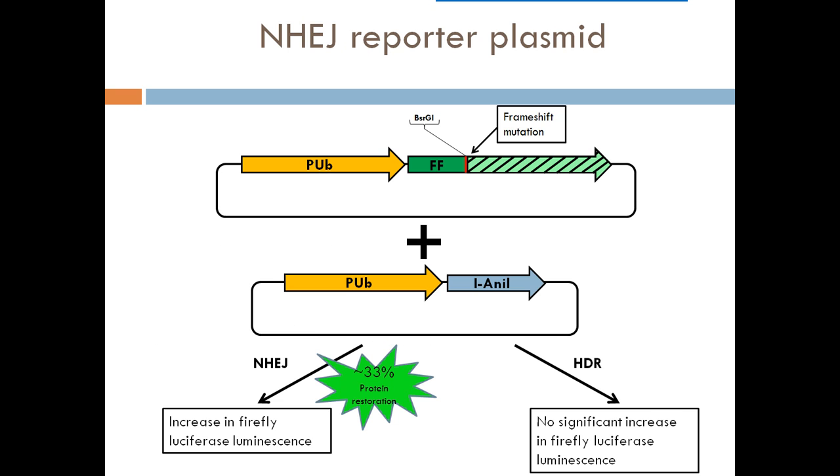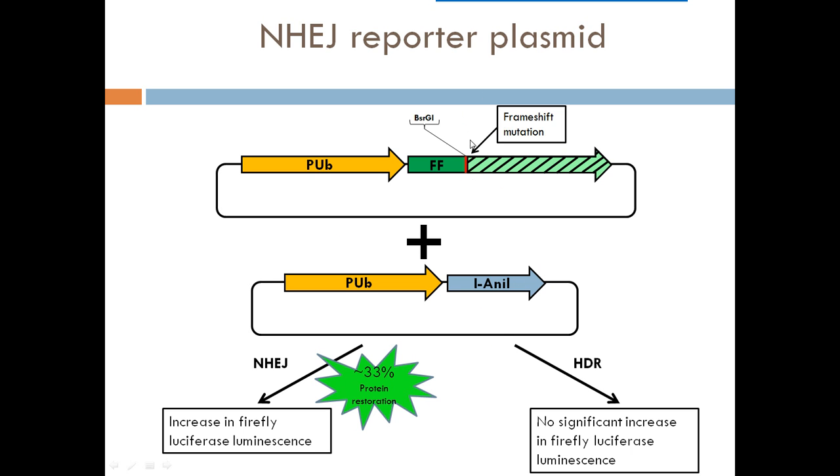So here's an overall picture of what exactly the reporter plasmid looks like and how it's going to work. Up here is the actual reporter plasmid itself, which has a frameshift mutation at a specific site, and this mutation is due to the insertion of a cleavage domain, which is specific to the I-AniI endonuclease. Now these poly-UB sections up here are just promoter regions of these two pieces of DNA, the top one and the bottom one, which are endogenous to Aedes aegypti. Pretty much what that means is these promoters allow for this firefly protein and this I-AniI endonuclease to be produced in the cell.